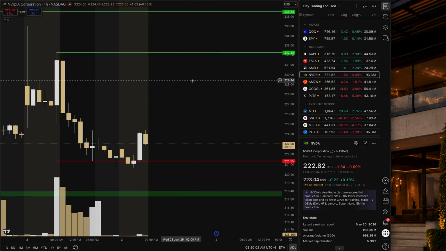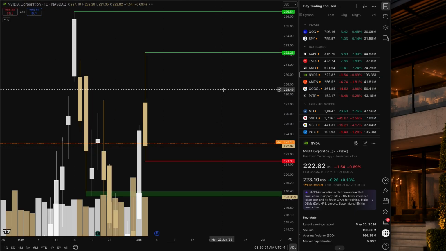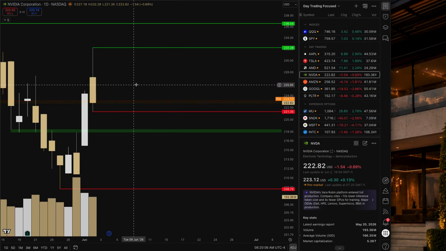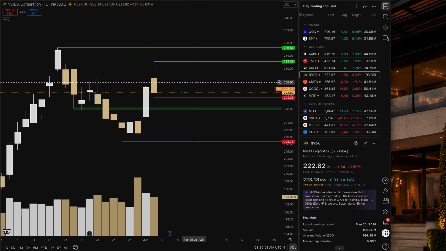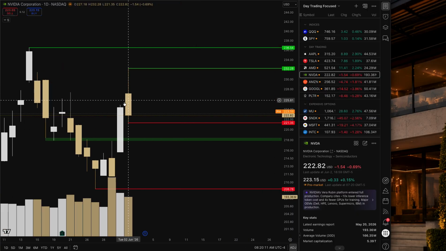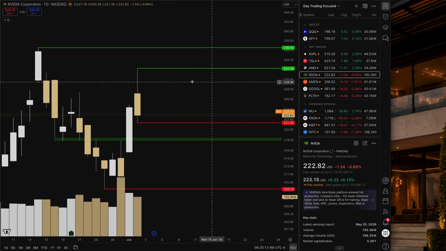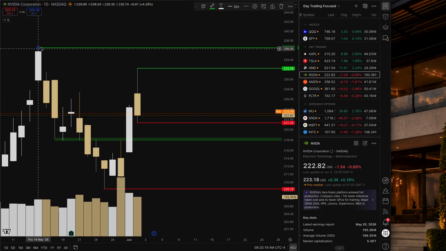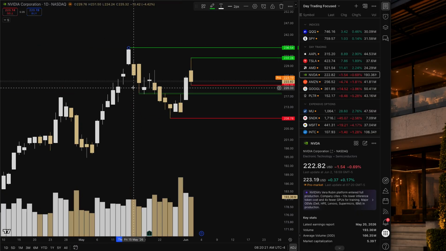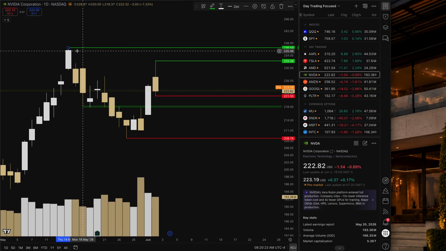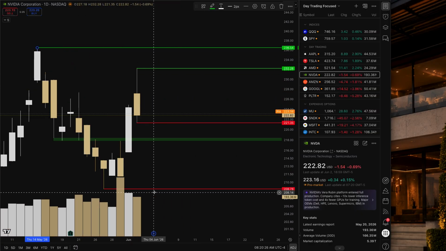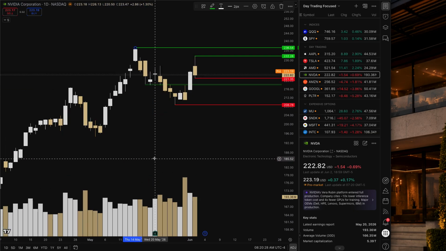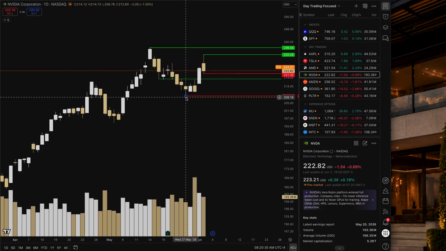Nvidia, Nvidia is stuck between levels. Okay, yesterday we saw a lot of sellers tapped in on Nvidia. So I have just marked the previous day high and previous day low. Okay, and then this is another swing high which we had on Nvidia. This is the all-time high now. Okay, and this is the swing low I have here. This is the major swing low.